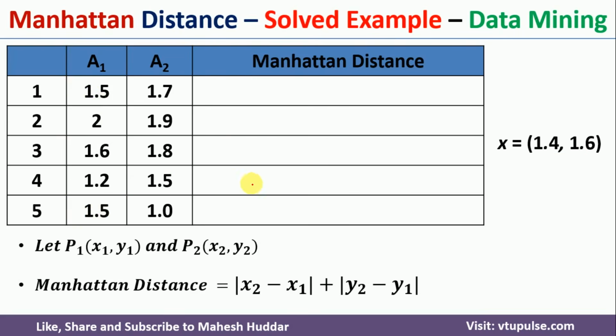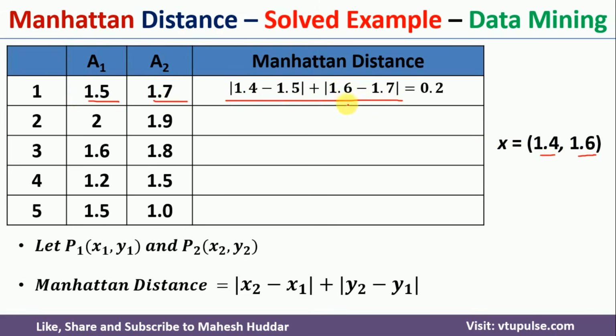Coming back to the next distance measure, that is the Manhattan distance. If you want to find the distance between P1 and P2, you need to use this formula. The formula is the absolute value of (x2 minus x1) plus the absolute value of (y2 minus y1). Again the same thing. This is x2, y2 and this one is x1, y1. In the next case it will become the next x1, y1 and so on. So the first one will look something like this. x2 is 1.4 and x1 is 1.5 here. y2 is 1.6 and y1 is 1.7.